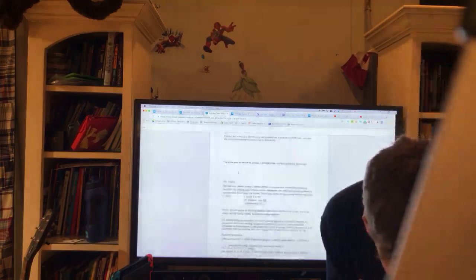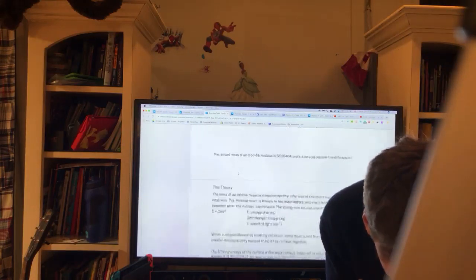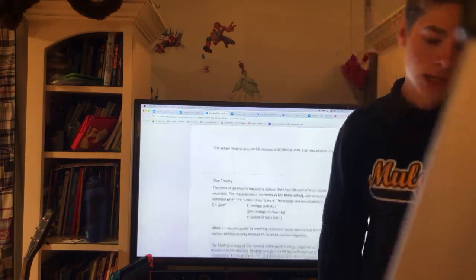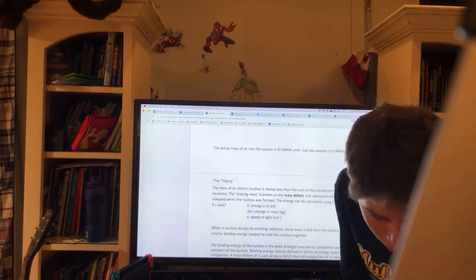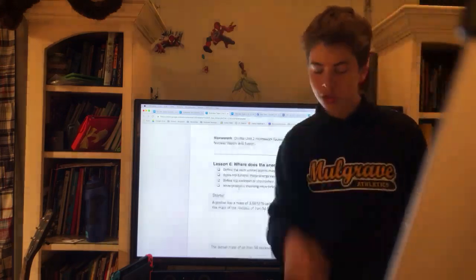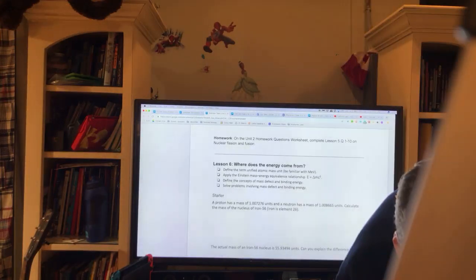And the way to calculate this is you get the mass defect, which is the missing mass, and then you just convert that into joules. I'd strongly recommend you put this on your cheat sheet. Very simple, I have it on mine.